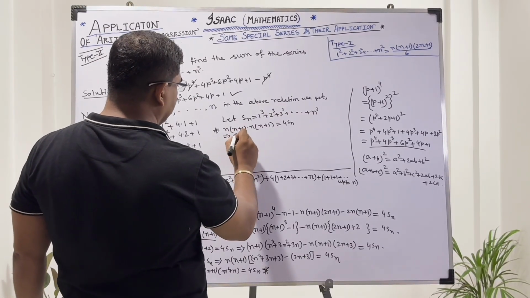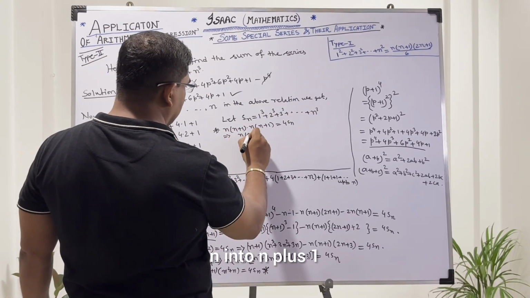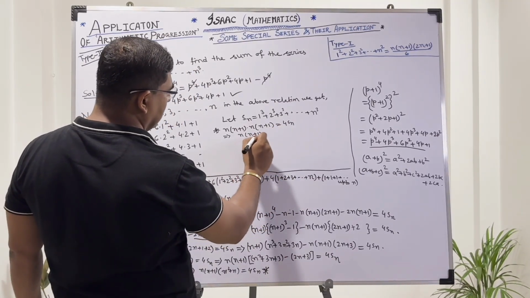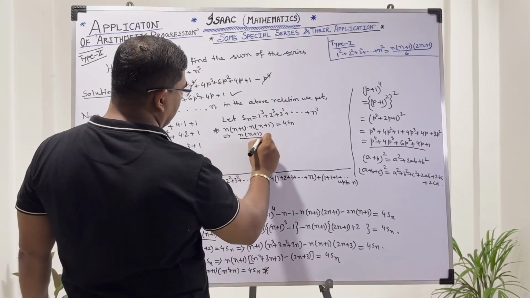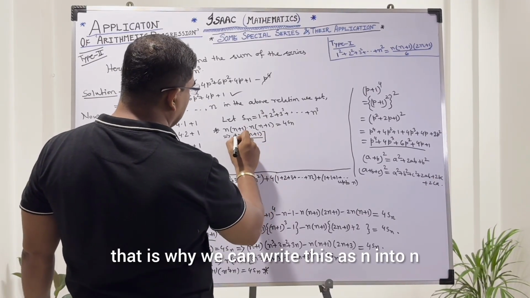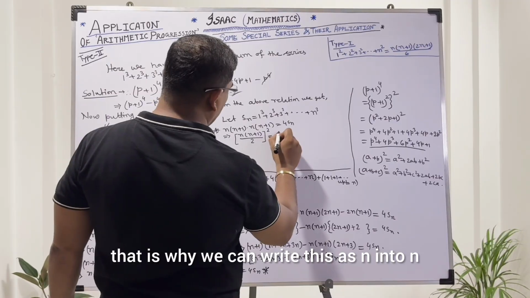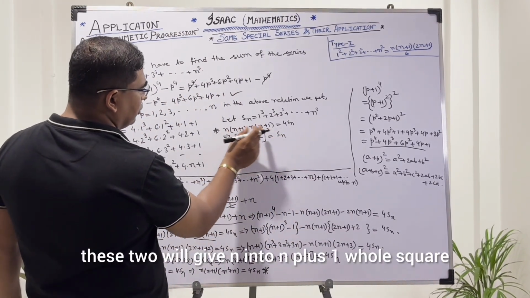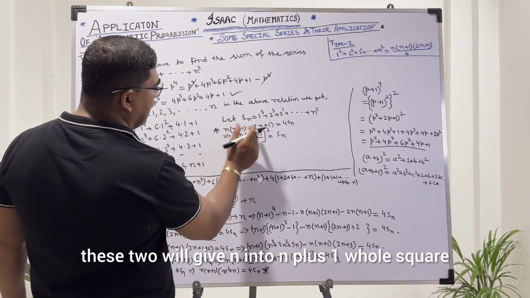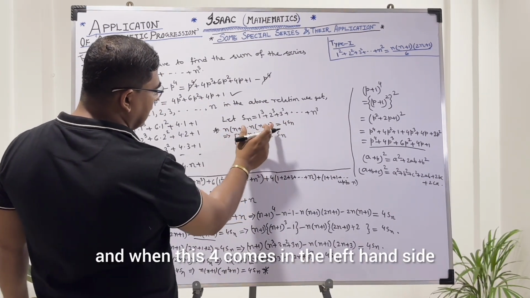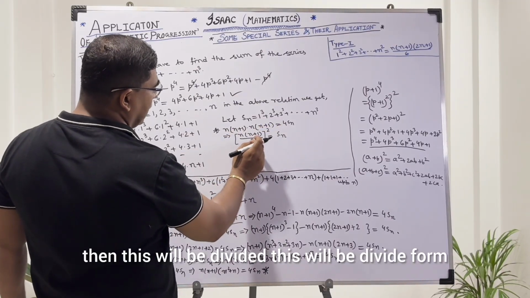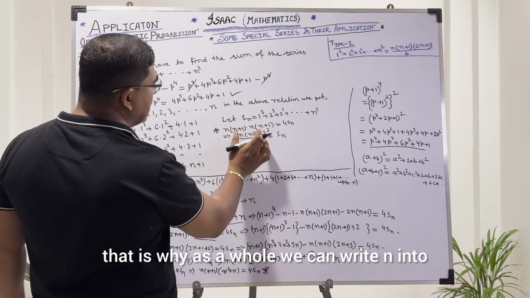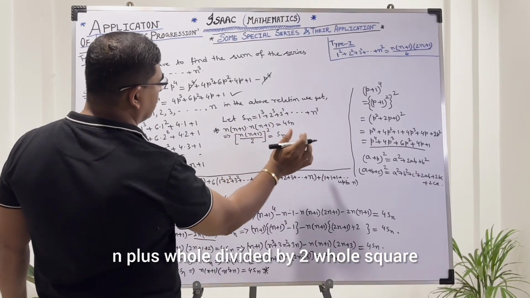So this will give n into (n plus 1). We can bring this 4 here. So 4, 2 square is 4. That is why we can write this as n into (n plus 1) by 2 whole square. These two will give n into (n plus 1) whole square, and when this 4 comes to the left hand side, it will be in divide form. So 4 means 2 square, that is why as a whole we can write n into (n plus 1) whole divided by 2 whole square.